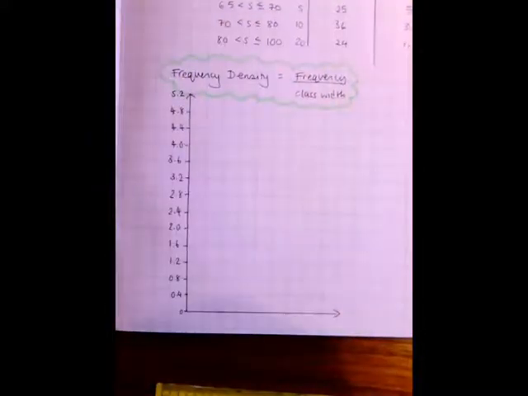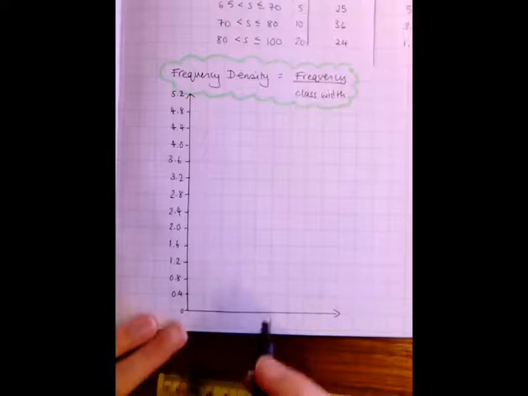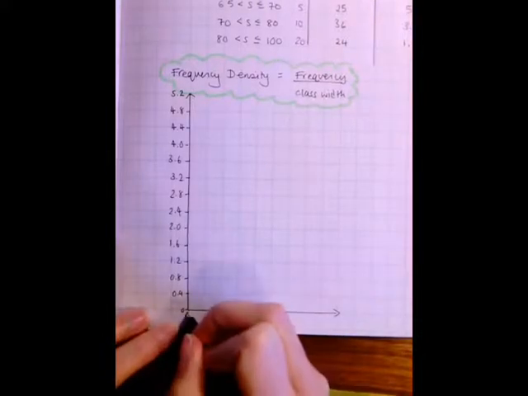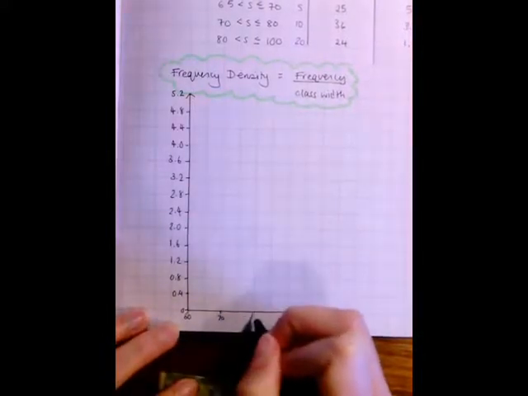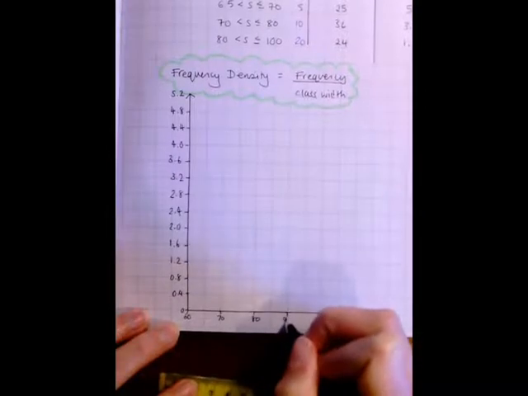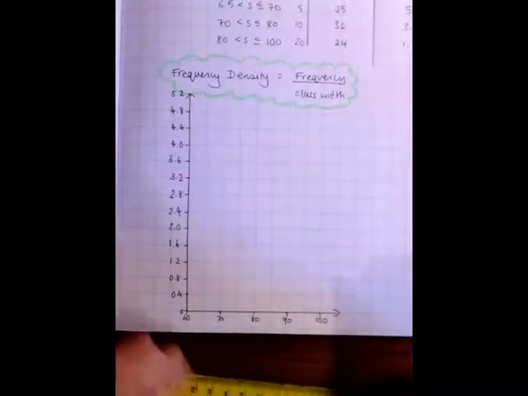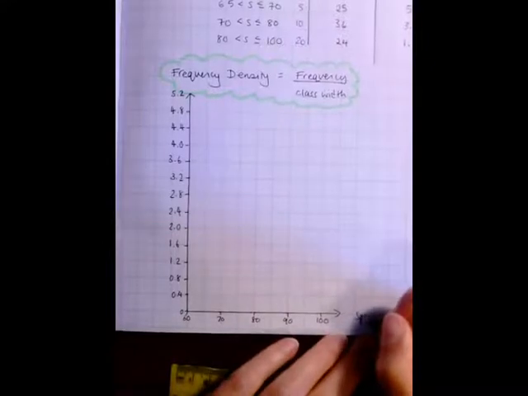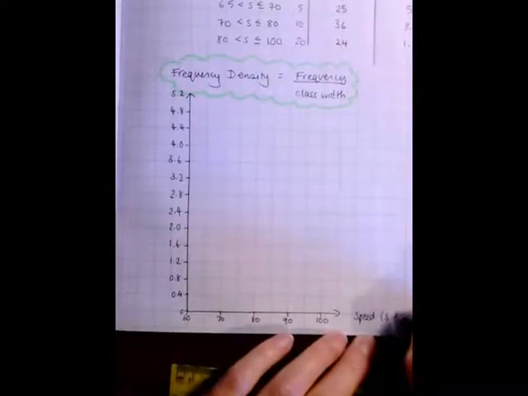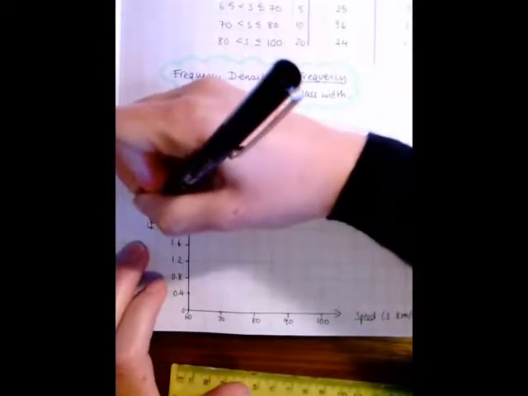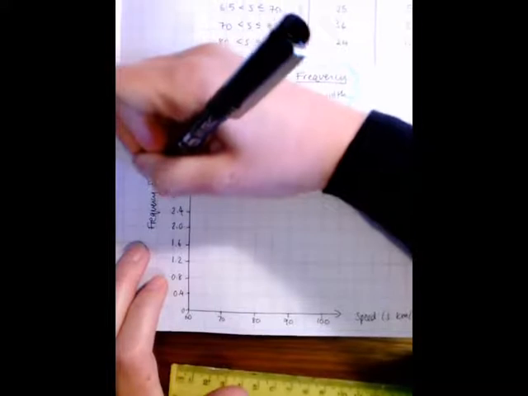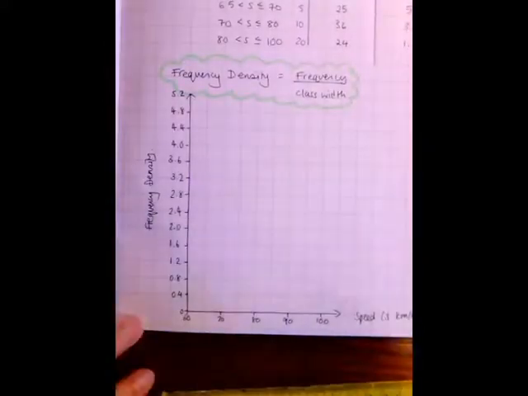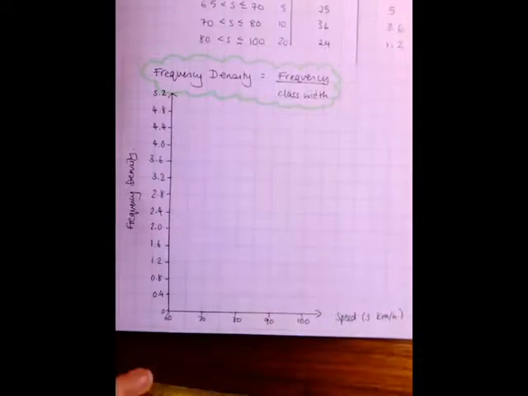Okay. And then across the bottom, the speed starts on 60, just do 60, 70, 80, 90, and 100. So it's important to label your axes as well. So this is speed, S kilometers per hour, and this axis is frequency density. Okay, so just pause the video there if you need to copy that down.